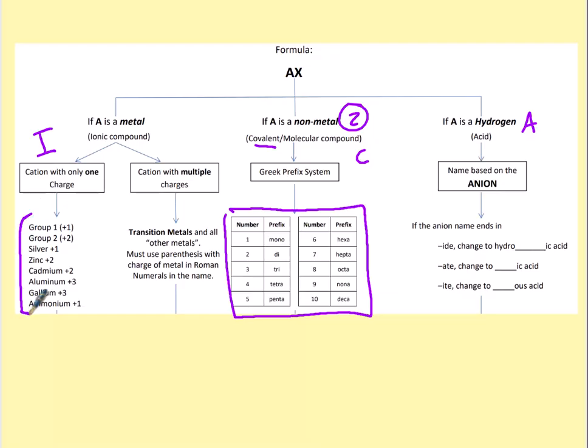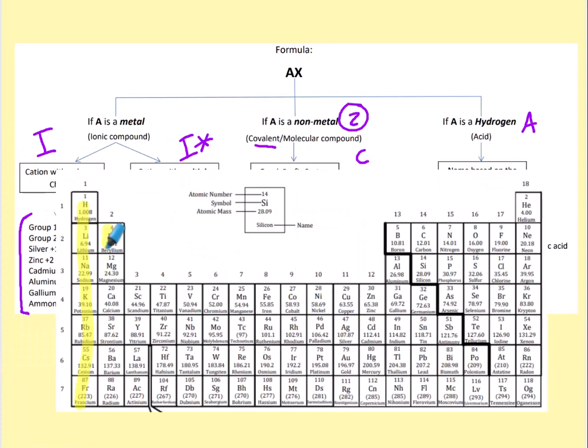if it starts with group 1A, 2A, silver, zinc, cadmium, aluminum, gallium, or ammonium. And then it's going to be I star, which is the ones that we need Roman numerals for, if it starts with any metal other than those. Group 1A, 2A, silver, zinc, cadmium, aluminum, and gallium are the ones we know the charge for, and therefore those do not need Roman numerals.